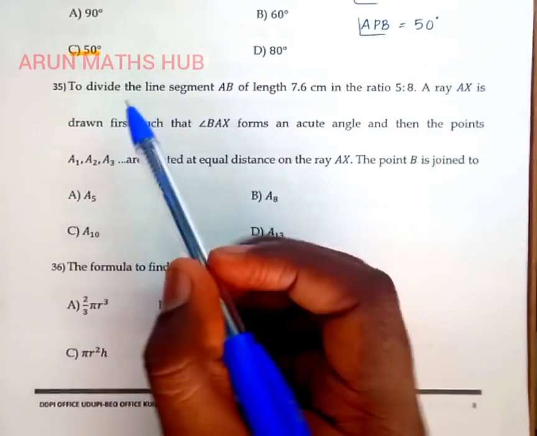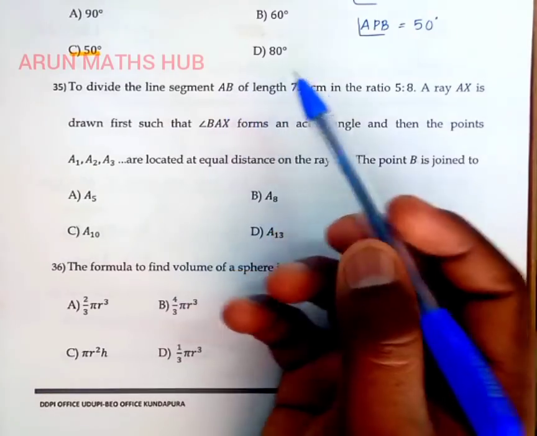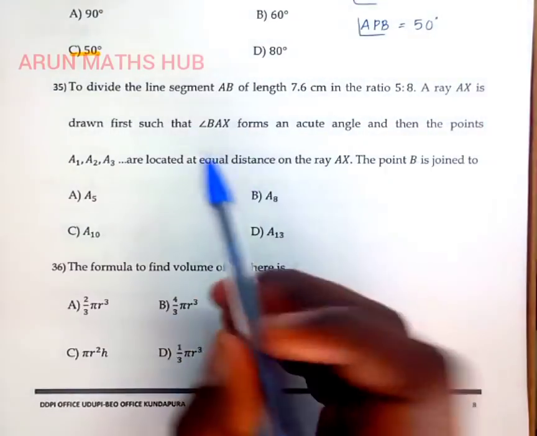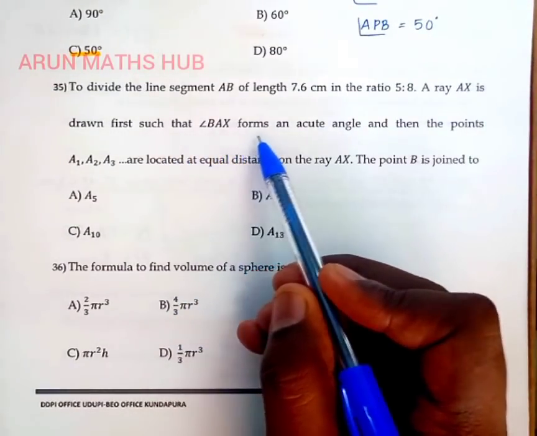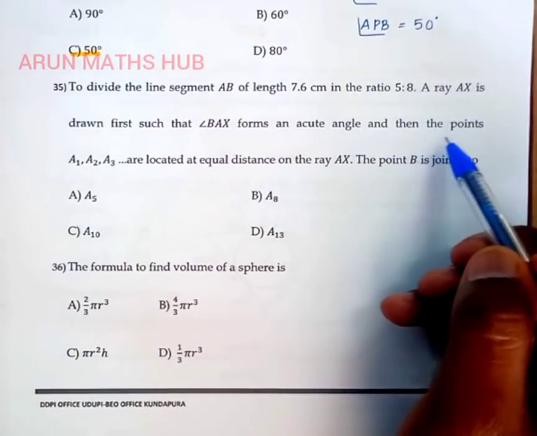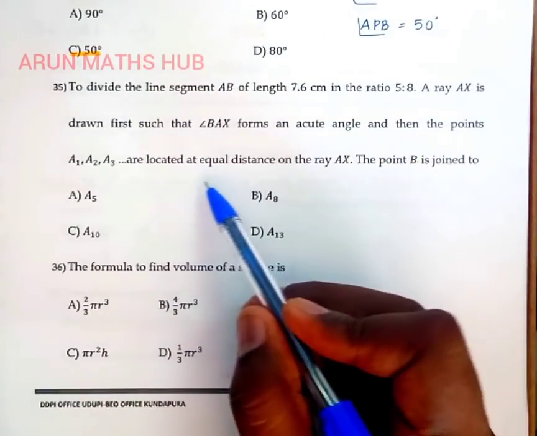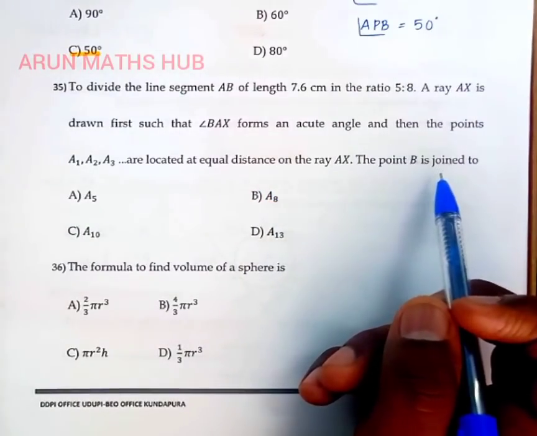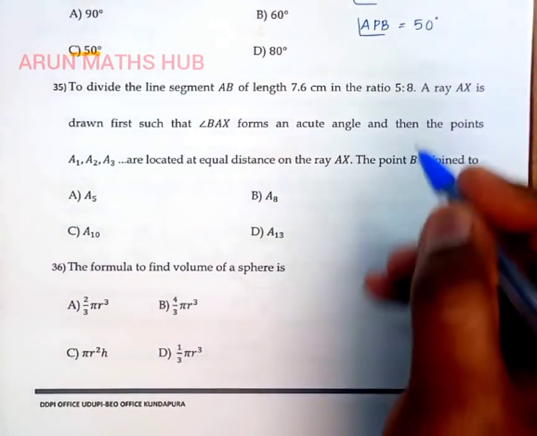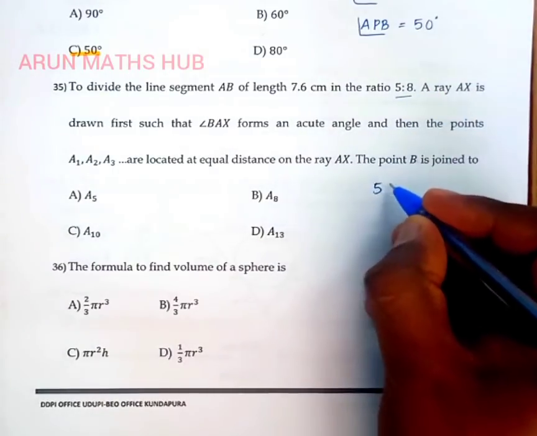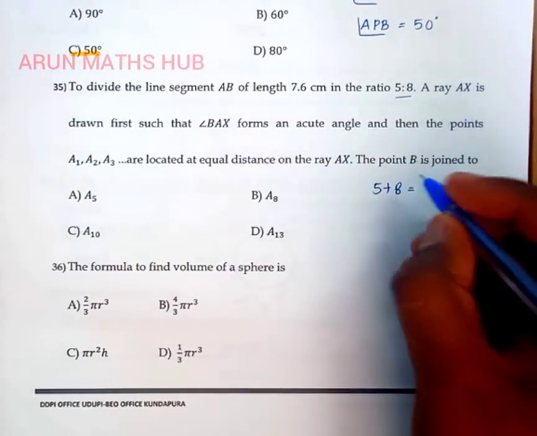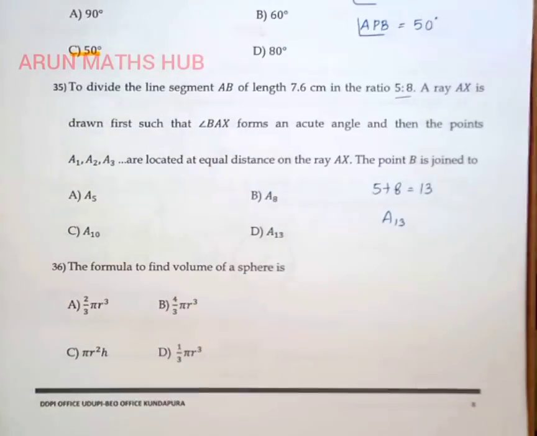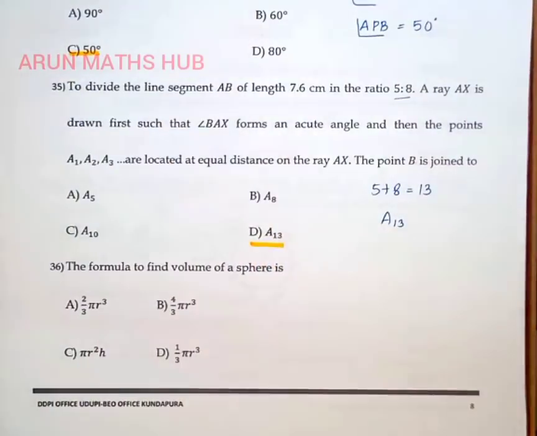Now, question number 35. To divide the line segment AB of length 7.6 cm in the ratio 5:8, a ray AX is drawn first such that angle BAX forms an acute angle. Then the points A1, A2, A3 are located at equal distances on the ray AX. The point B will be joined to the last point, that is A13, since 5 plus 8 is 13. Therefore, the answer is A13, that is option D.